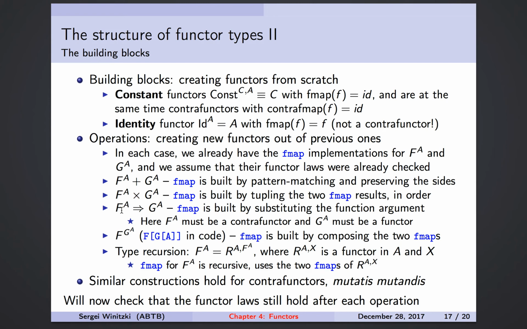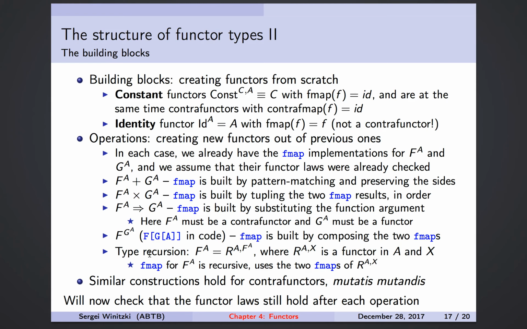An interesting thing in this case is that for this construction to work, f must be a contrafunctor and g must be a functor. So then the contrafunctor f will be in a contravariant position, and the result of this will be covariant in A in every place. Now this, when you do composition of functors, then you compose the two Fmaps. You just do Fmap here, and then you do Fmap of that.